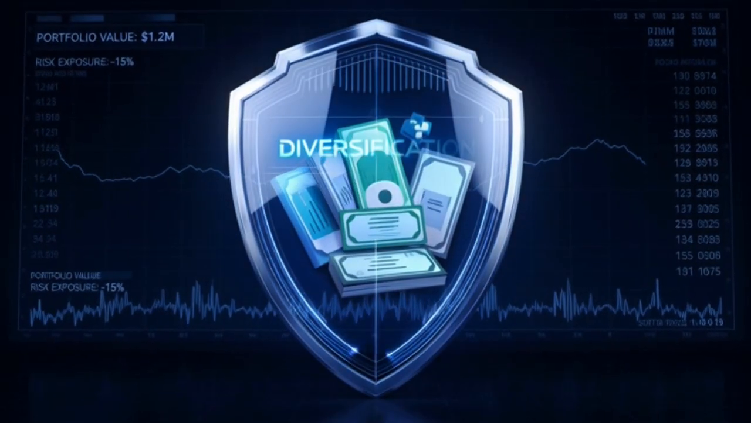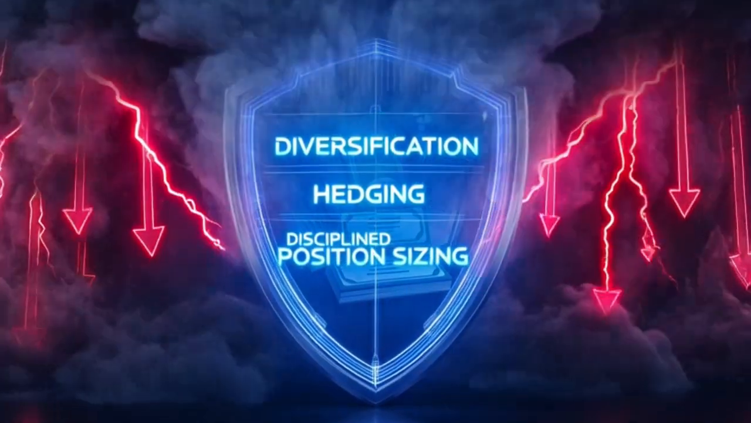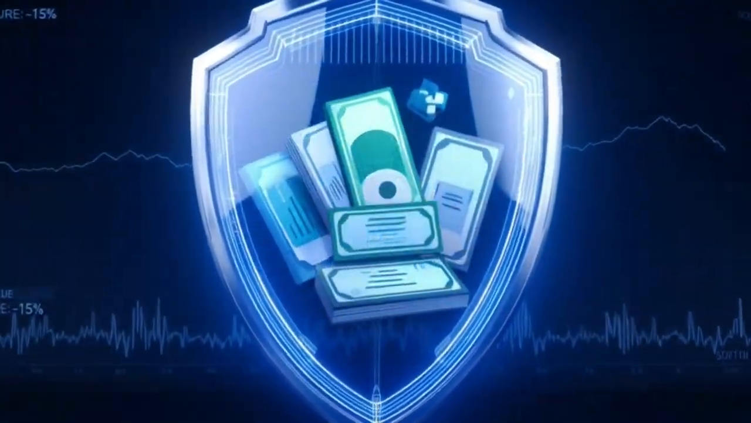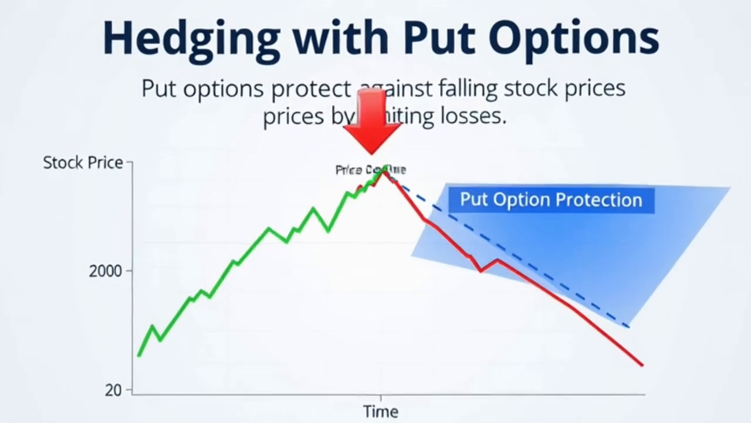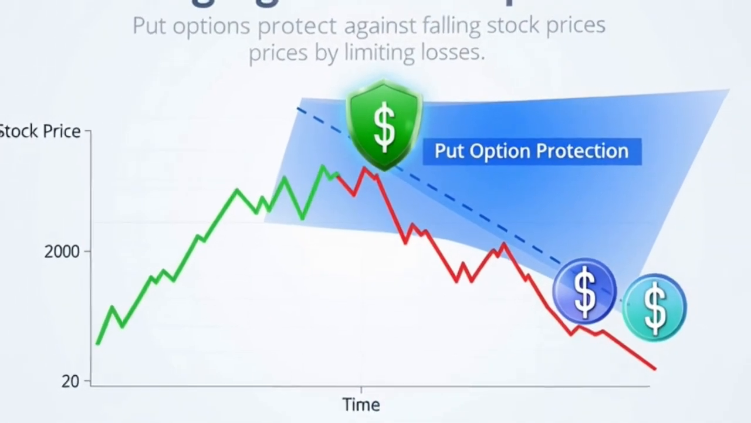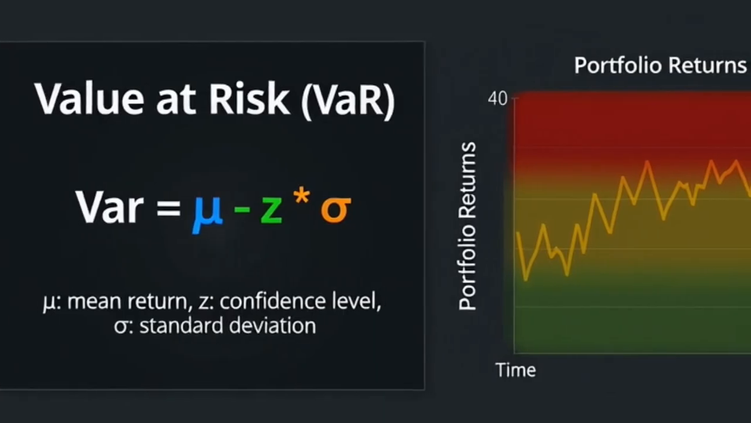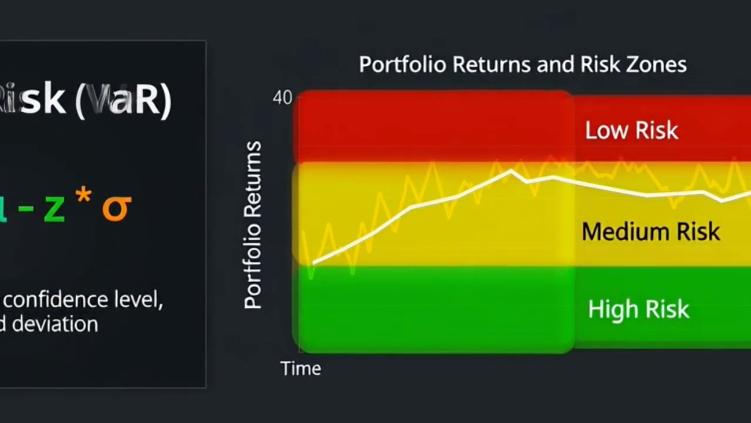Risk management protects portfolios through diversification, hedging, and disciplined position sizing. Investors use derivatives like options to hedge against potential losses during market downturns. Value at risk estimates potential losses, helping investors maintain stability even in uncertain market conditions.